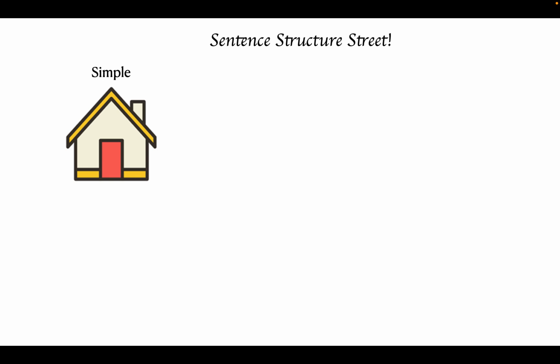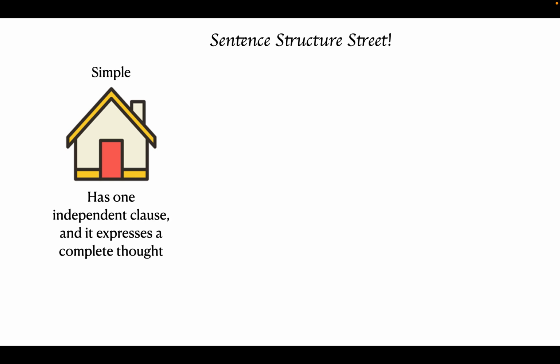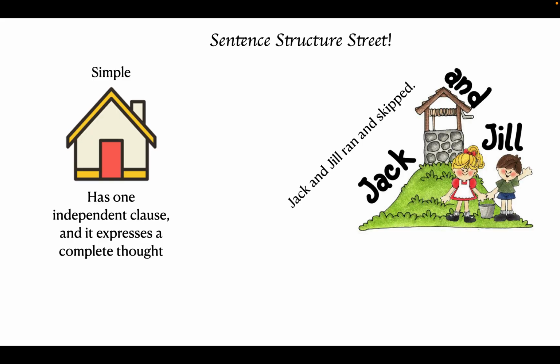Okay, so we've been focusing on which of the sentence structures so far? That's right, the simple. So what is a simple sentence? It consists of one independent clause and it expresses a complete thought. It has one subject or subject group and one verb or verb group. I like to say that the complete subject is doing the complete verb. So if we say Jack and Jill ran and skipped, both Jack and Jill are doing both of the actions of running and skipping. So this sentence is still simple even though the subjects and the verbs are compound.